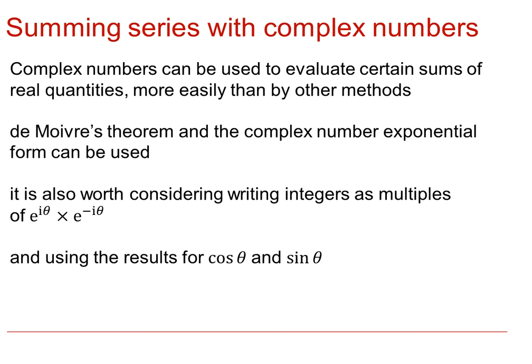So in summary, complex numbers can be used to evaluate certain sums of real quantities more easily than by other methods. So de Moivre's theorem and the complex number exponential form can be very useful. And it's also worth considering writing integers as multiples of e to the i theta times e to the minus i theta. And most importantly, use the results for cos theta and sine theta with complex numbers in exponential form.